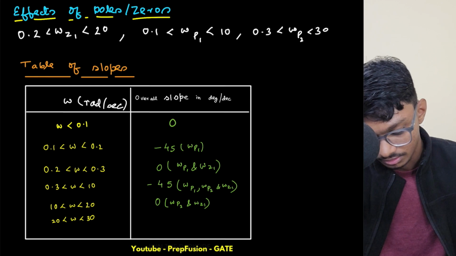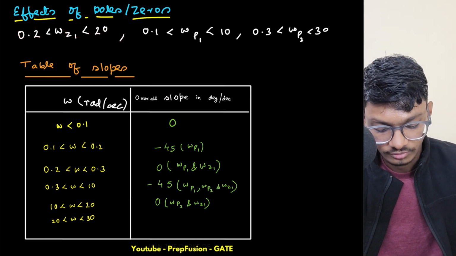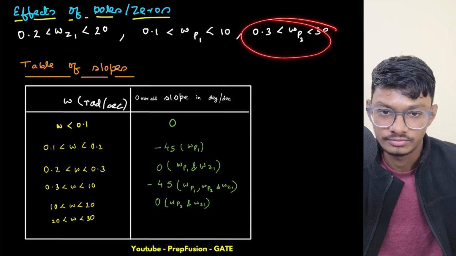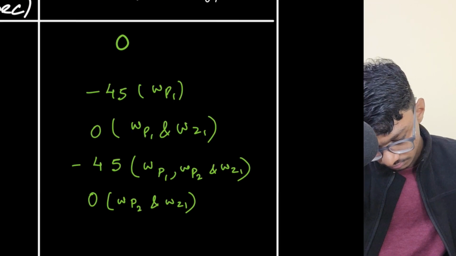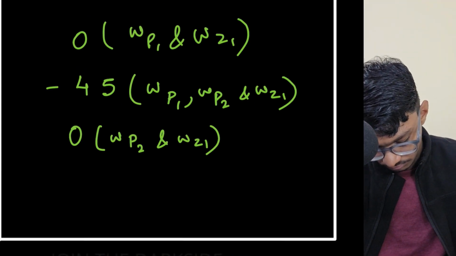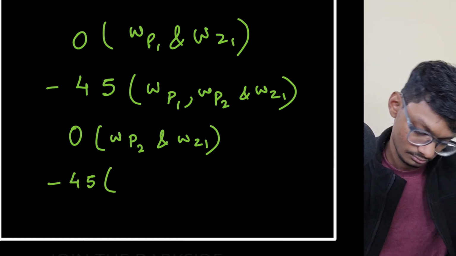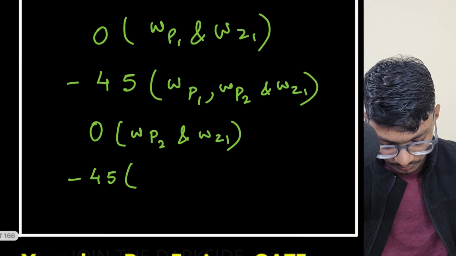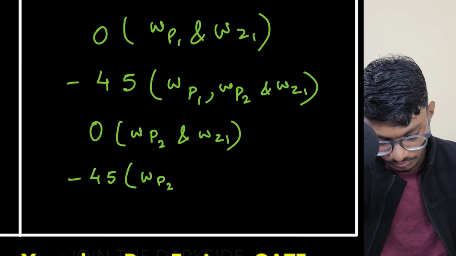Obviously now what is happening? The effect of this 0 is also gone because it was valid only till 20. Now the effect of this pole will come. Obviously this is minus 45 degree per decade. This will be only due to the pole.